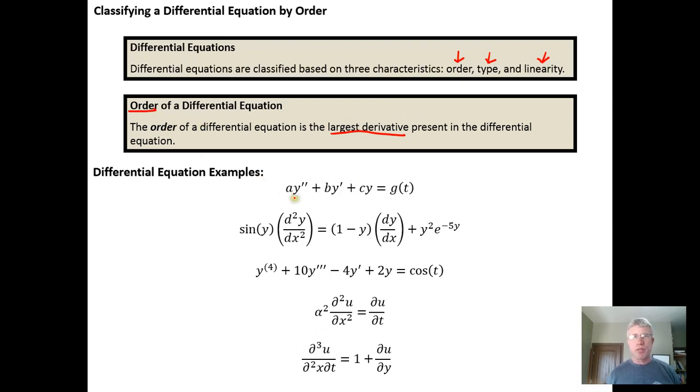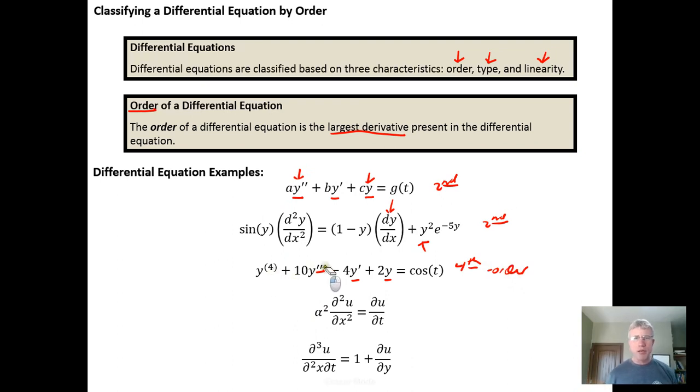So if I look at this first differential equation here, I have y, y prime, and y double prime. Here the highest derivative of y that's showing up is the second derivative. So this is a second order differential equation. Here I have d2y dx2, so the second derivative of y, the first derivative of y, and y itself. So this turns out to be also a second order differential equation. Here we have y, y prime, the first derivative of y, the third derivative of y, and the fourth derivative of y. So this is a fourth order differential equation.